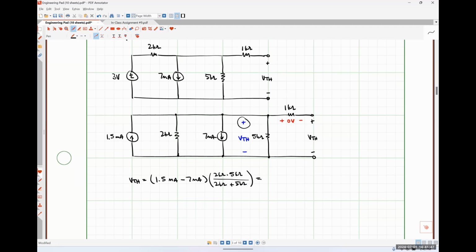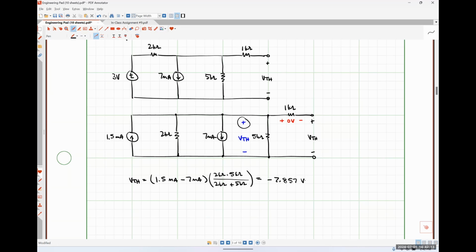I'm going to throw this into my calculator. So 1.5 minus 7, times 10 over 7. I got negative 7.857 and some change volts.